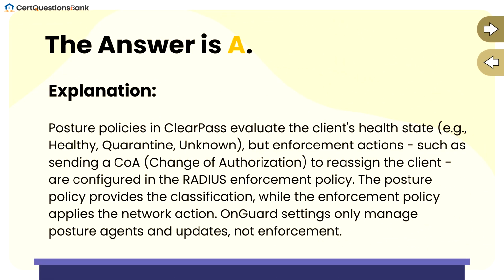Posture policies in ClearPass evaluate the client's health state, e.g., healthy, quarantine, unknown, but enforcement actions, such as sending a CoA, change of authorization, to reassign the client, are configured in the RADIUS enforcement policy. The posture policy provides the classification, while the enforcement policy applies the network action. OnGuard settings only manage posture agents and updates, not enforcement.